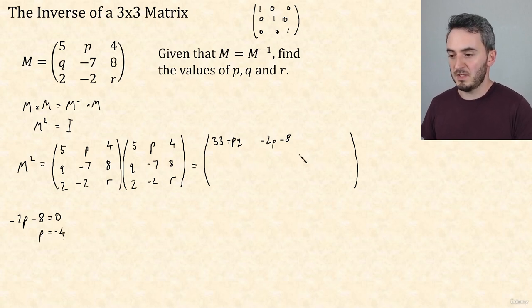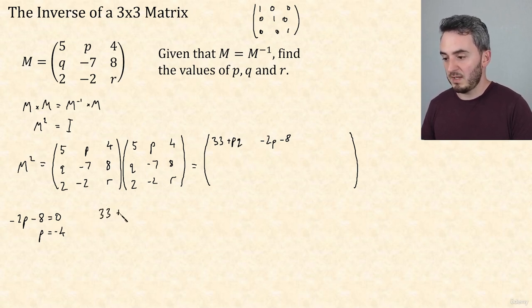So I can keep going with this, but I guess the smart thing to do would be to solve everything as soon as I can. So look at this next one. Well, you know what, I could even just use the one I already have. So I know that 33 plus PQ should equal 1. So 33 plus PQ, that's minus 4Q, should equal 1. Subtracting 33 from both sides, minus 4Q equals minus 32, and Q equals 8.